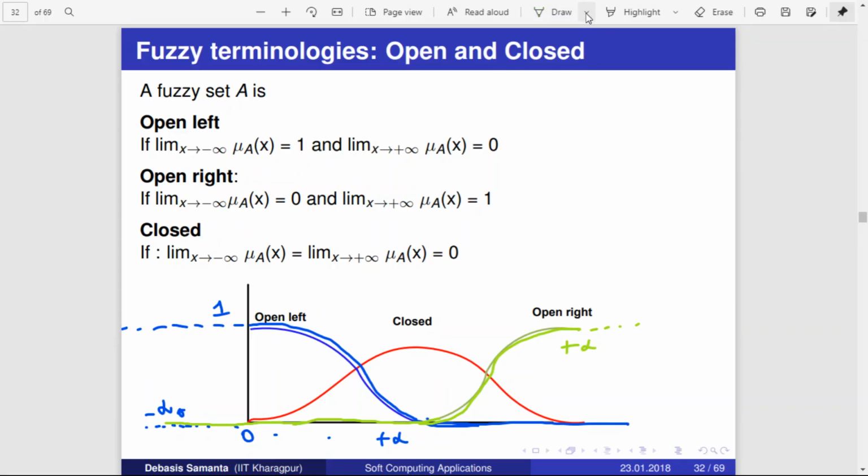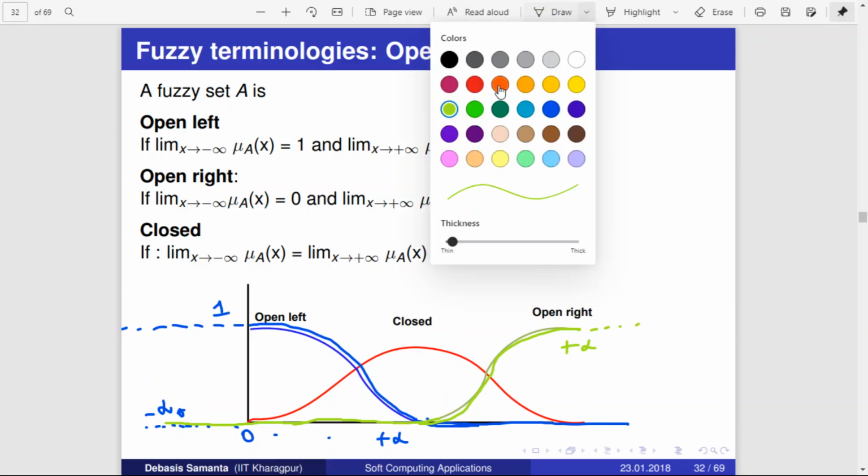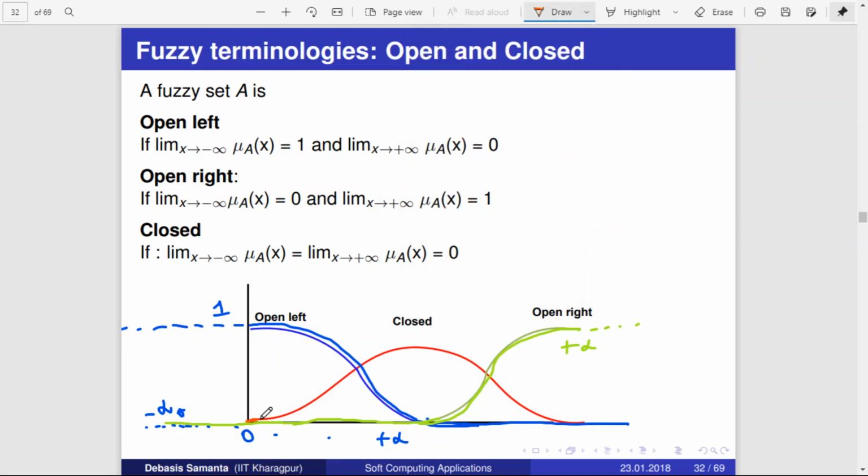The next one is the middle one, which is actually a closed membership function. If you see how this particular membership function behaves, as x goes towards minus infinity, it becomes 0. As x goes towards plus infinity also, it becomes 0. Such membership functions are called closed. That is, for some values of x it will give positive output, and for all other values, as x moves towards minus infinity and plus infinity, it will give 0. That is what is represented here.